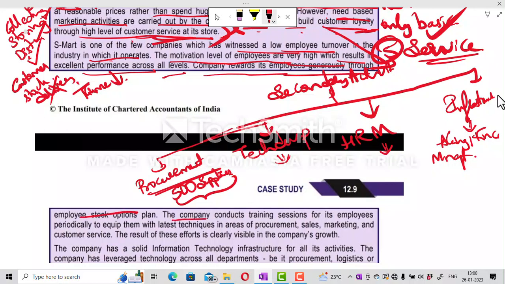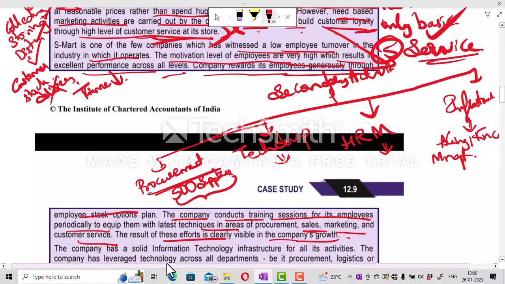The company conducts training sessions for its employees periodically to equip them with latest techniques in our area of procurement, sales, marketing, and customer service. The result of these efforts will clearly visible in company's growth.